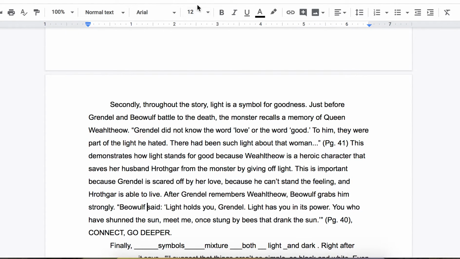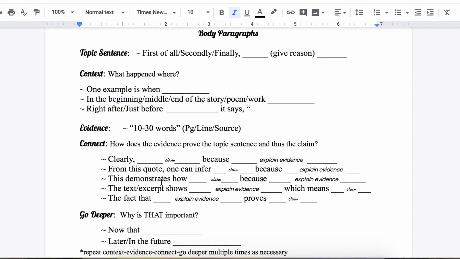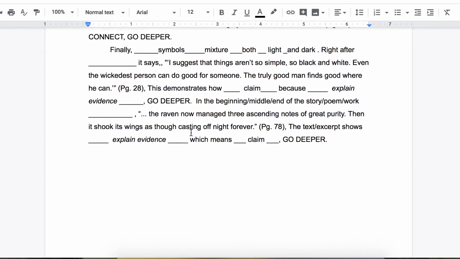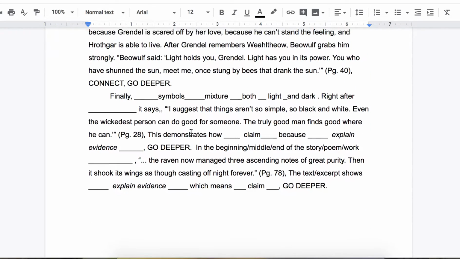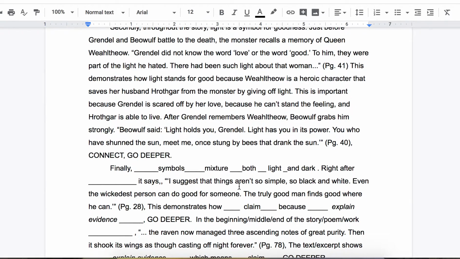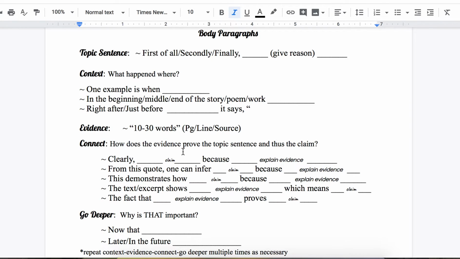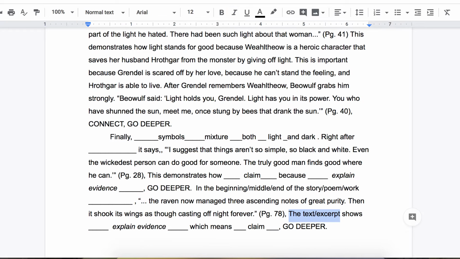So now we need to do connect. So go back to this, we'll say the text shows, or the excerpt shows. Well, it looks like down here we do this demonstrates. Looks like I use that in my third body paragraph here, and I use the text after it shows, so I want to see if I can use ones not like that. From this quote one can infer. I haven't used that one. From this quote, one can infer that.